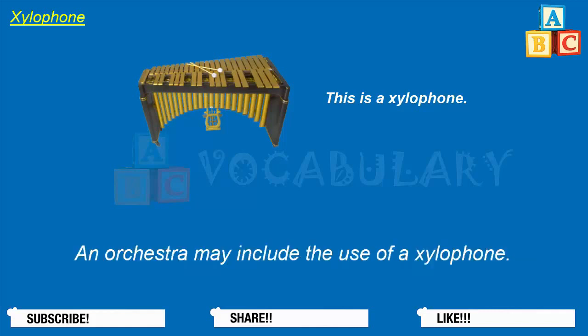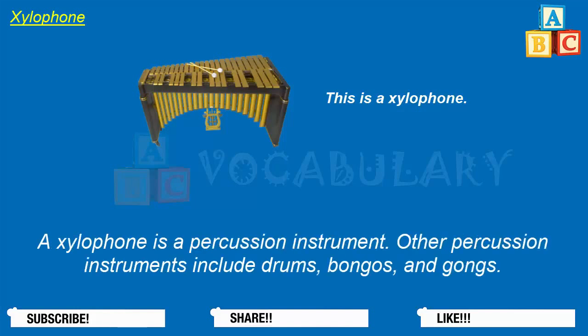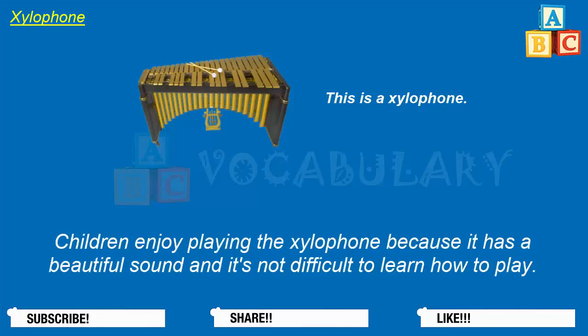An orchestra may include the use of a xylophone. A xylophone is a percussion instrument. Other percussion instruments include drums, bongos, and gongs. Children enjoy playing the xylophone because it has a beautiful sound and it's not difficult to learn how to play.